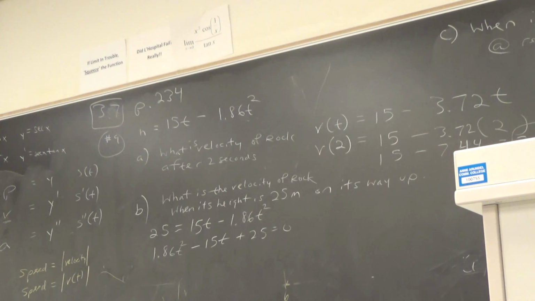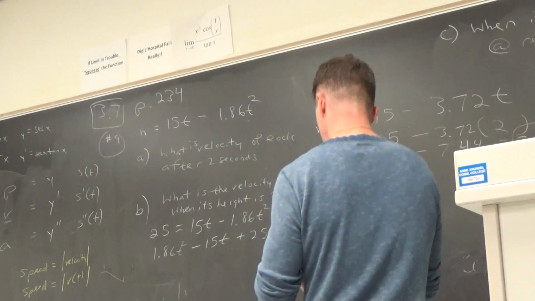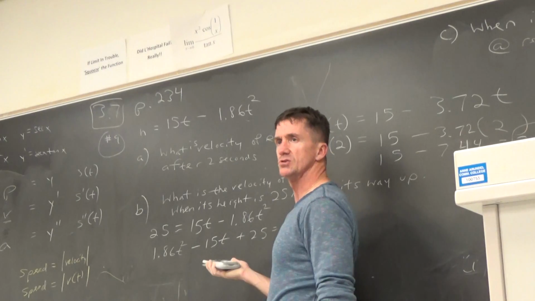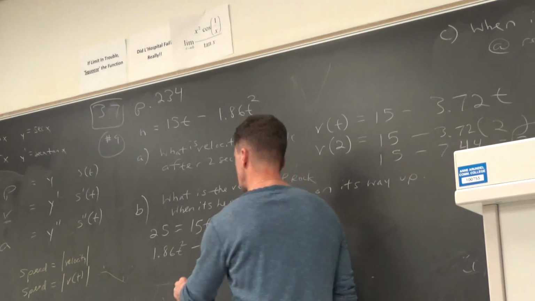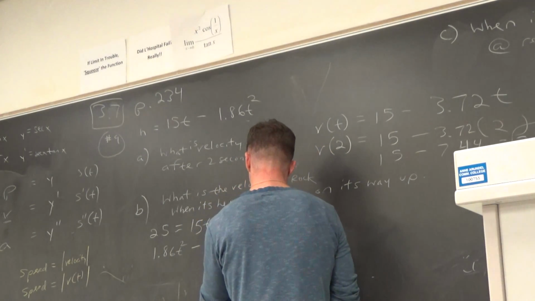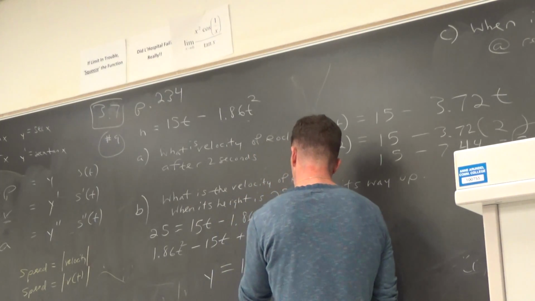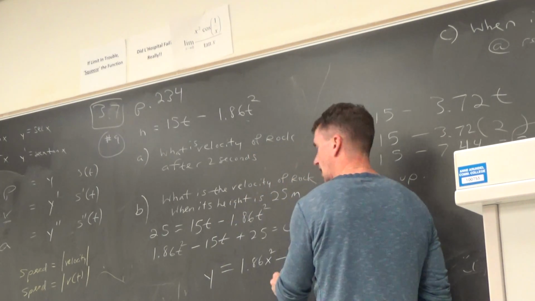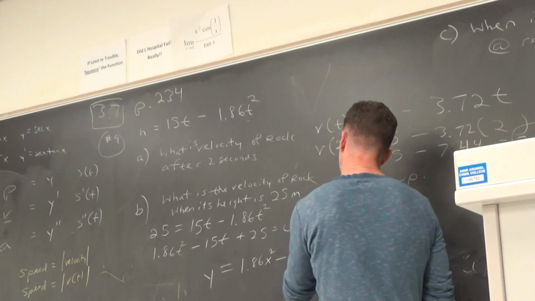What I'm going to do though, Amber, I'm going to go to my y equals and type this equation, all right? I'm going to type it out. And what's the equation? 1.86x squared minus 15x plus 25. Is it okay I'm using x on my calculator? Yeah, so this is what I put in my grapher. Why? I guess I'm lazy. I like to use technology to solve the quadratic formula.